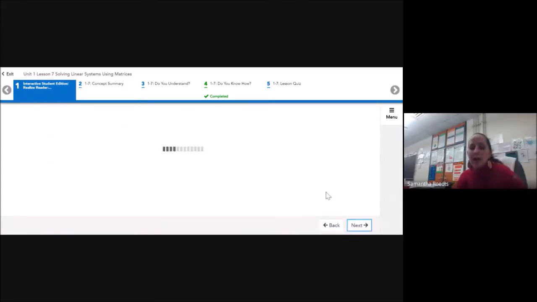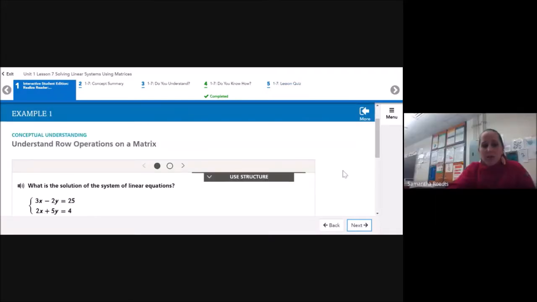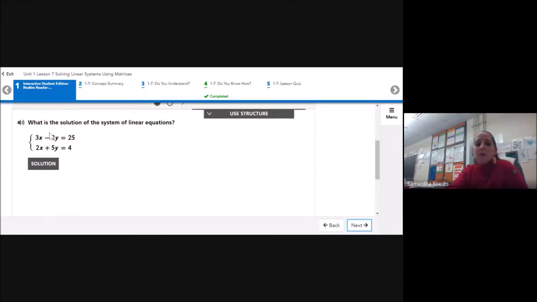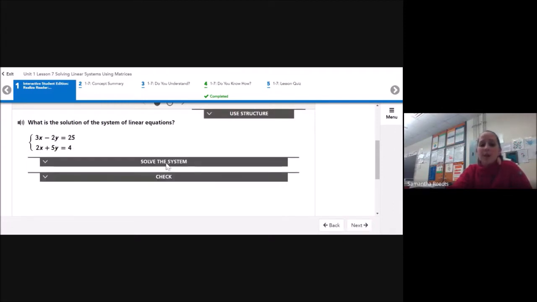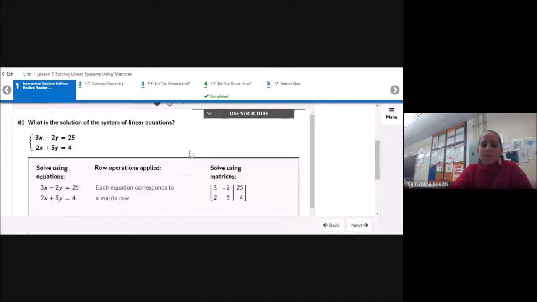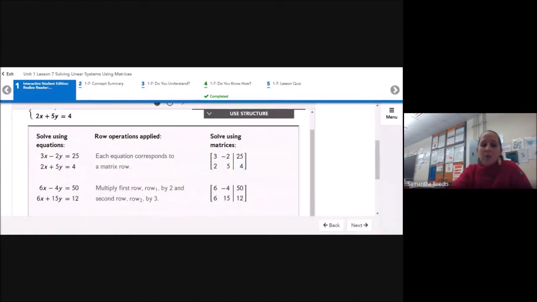So let's take a look at a couple of examples. Example 1 is understanding row operations on a matrix. I want to know what the solution of the system of linear equations is. The first thing I want to do is set up this set of linear equations as a matrix. So 3x minus 2y equals 25. I just take the coefficients in front of the variables. So 3, -2, 25, and 2, 5, 4.